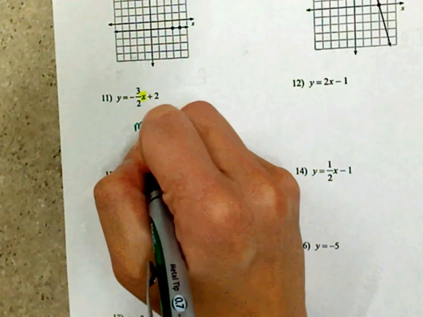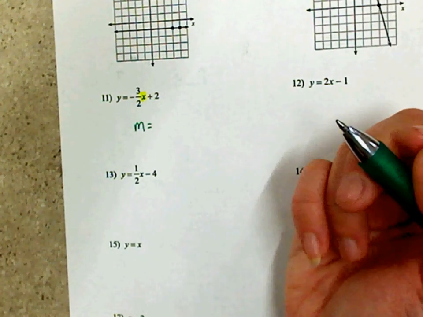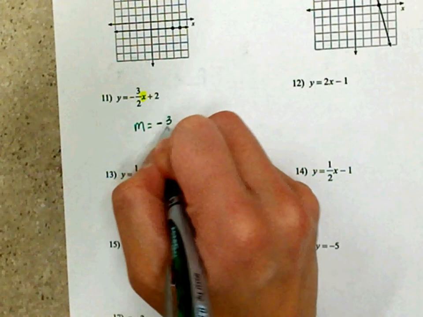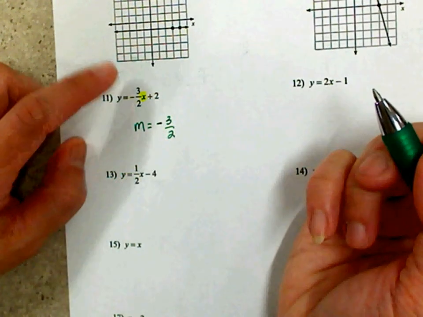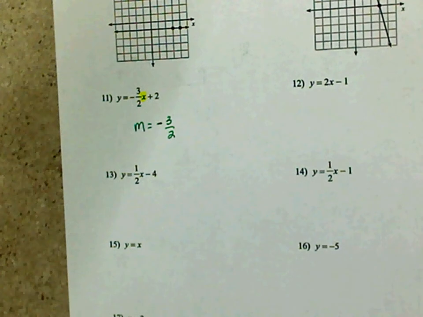X. No. Wait. 3 over 2. -3/2. That negative can go with 3 or that negative can go with 2. It doesn't matter which one, but it only goes with one of them, not both, okay? Negative goes with either one. Any questions so far?